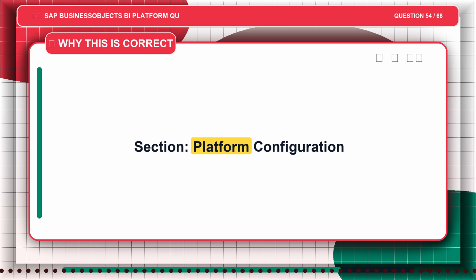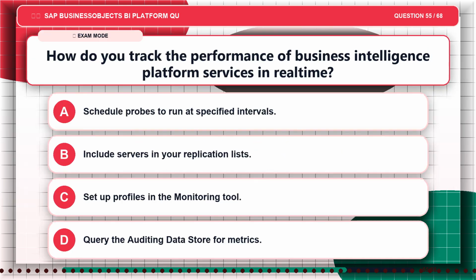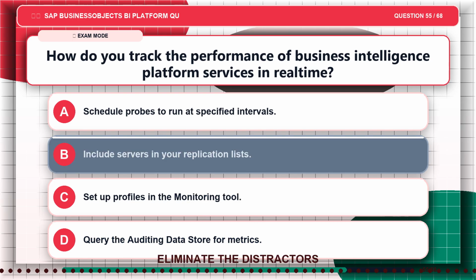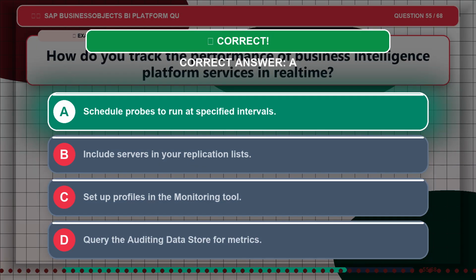Section, Platform Configuration. Question 55. How do you track the performance of business intelligence platform services in real time? Option A, schedule probes to run at specified intervals. Option B, include servers in your replication lists. Option C, set up profiles in the monitoring tool. Option D, query the auditing data store for metrics. The correct answer is option A. Schedule probes to run at specified intervals.